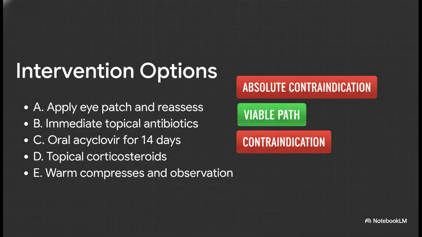Let's look at the traps in the other options. Placing an eye patch, option A, in the setting of suspected Pseudomonas keratitis is quite literally disastrous. It creates a dark, warm, incubatory environment that rapidly accelerates corneal melting and permanent vision loss. Option C, oral acyclovir, is for herpes simplex keratitis, which presents with dendritic ulcers, not contact lens-associated opacification. Option D, topical corticosteroids, can massively exacerbate the infection and lead to perforation. And option E is really just supportive care for a benign sty. So option B is the only viable path.